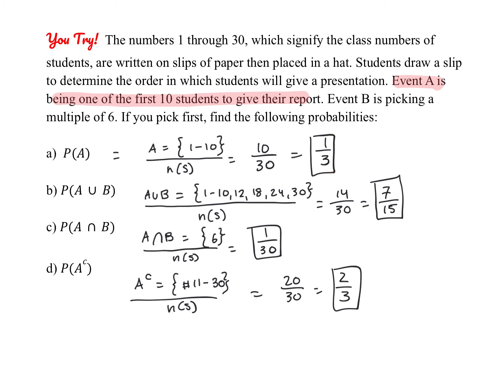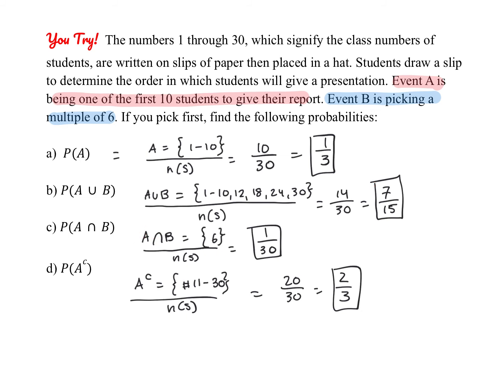Now the probability of A or B, so the union of A and B, so it'd be picking a 1 through 10 or a 12, 18, 24, or 30, which are other multiples of 6, which is event B. So that's 14 possible outcomes out of 30, so the probability is 7 out of 15.